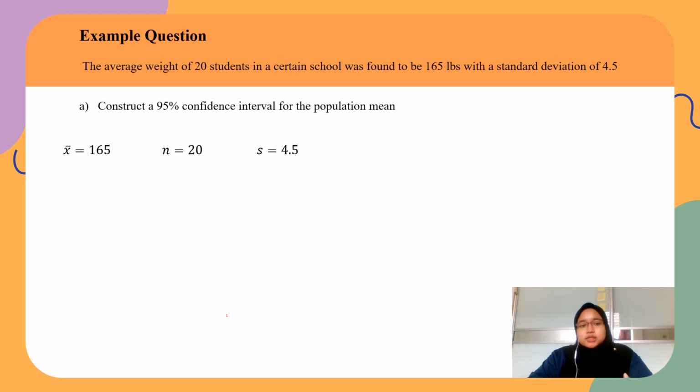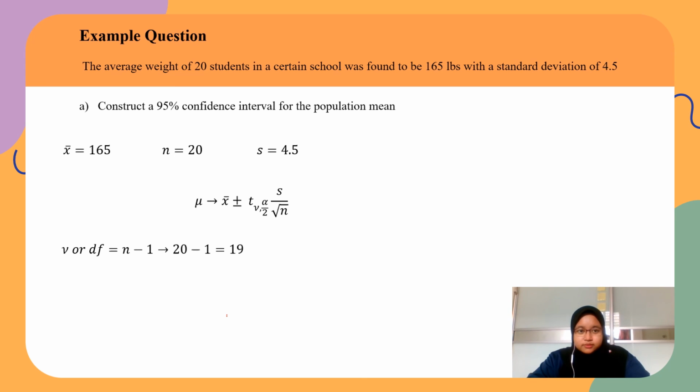Now, this is the formula that we will be using. So we know what x bar, n, and s is. In order to construct the confidence interval, we need to determine the value of our t. The degrees of freedom, the one that looks like the letter v, is equal to n minus 1. N is 20 in this example. So minus 1, it will be 19.